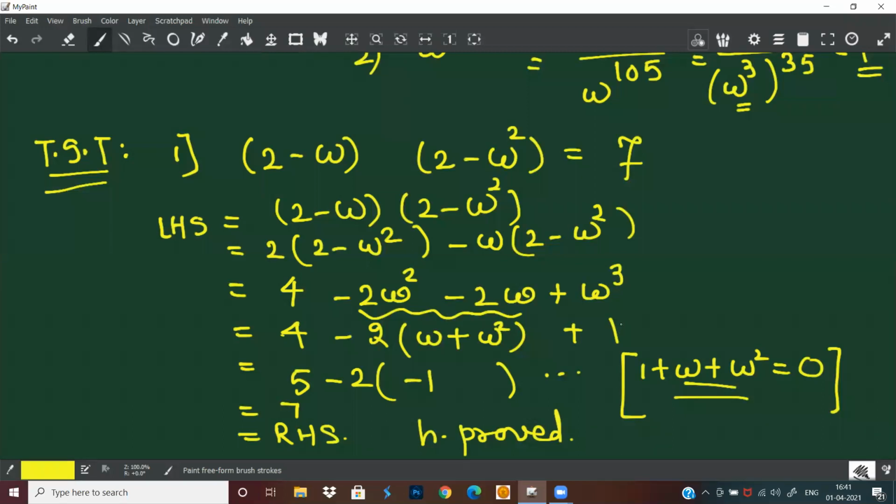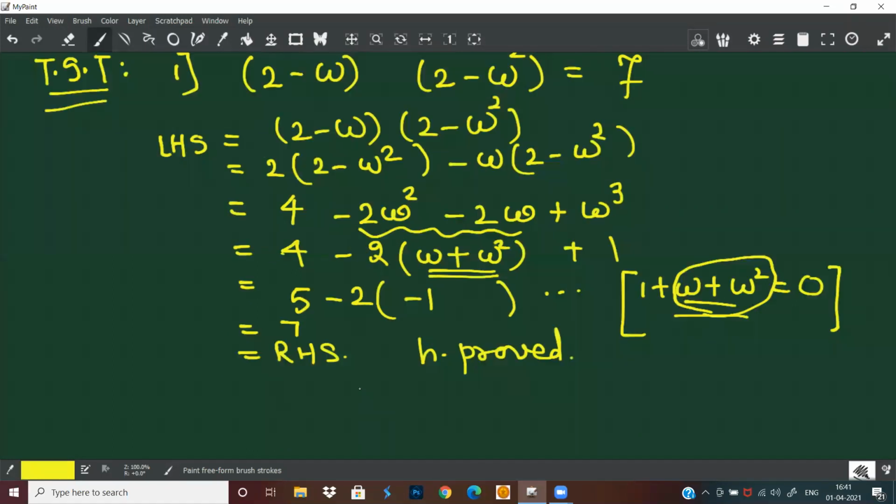So put 1 here first. These stay as they are, the 4. Now from these two terms I am taking negative 2 common. So what is left is omega plus omega square. So use this identity. 1 plus omega square is 0. So omega plus omega square is going to be minus 1. So in place of this, I substituted minus 1. So minus minus plus. So 5 plus 2, that is 7, that is my RHS. Hence proof. All of you followed?